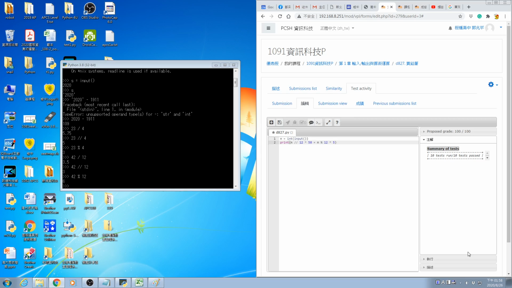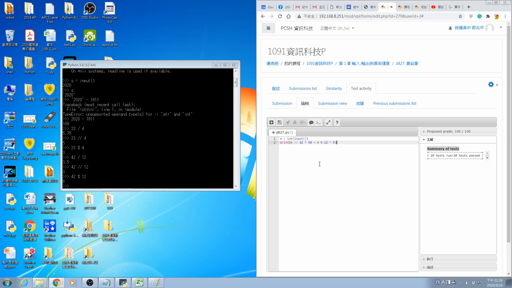Do you understand this? This time, input is a string, and then we convert it into an integer, and save it in n. So the n will be an integer in this case. Can an integer be divided by 12? Yes, you can. Can it be divided by 12 again and get the remainder? Yes, it can. So this is an easier way of doing it. Do you know what I'm talking about? Okay?